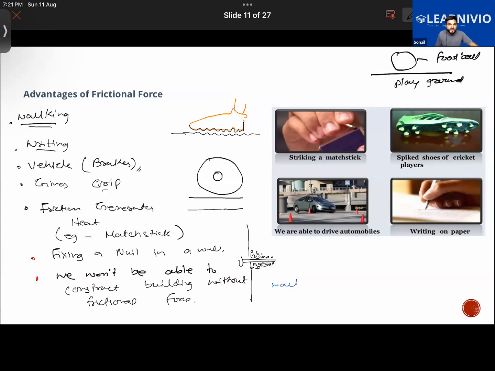Basically, if our world were to have no friction, we won't be able to hold on to anything. By the way, we have fingerprints, right? So, what is the advantage of having fingerprints? Think about this. What is the advantage of fingerprints?